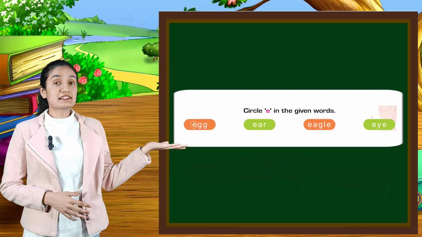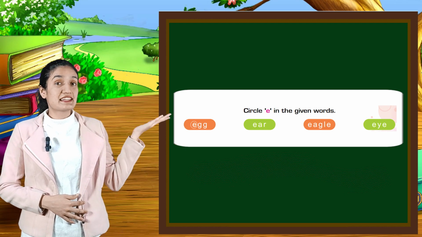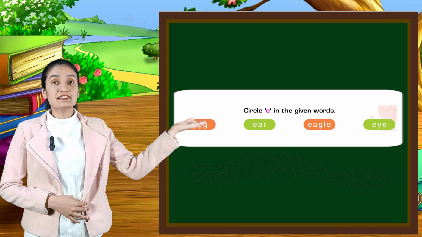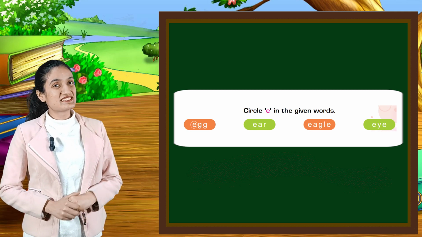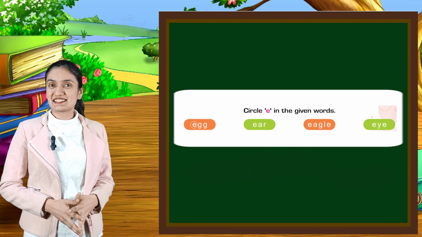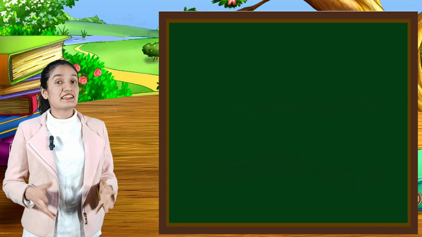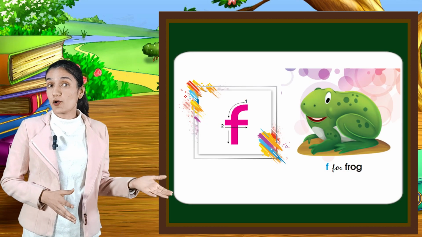And circle E in the given words. Egg, ear, eagle, eye. So kids, can you find E? Good. Find them and circle them. Write here date.